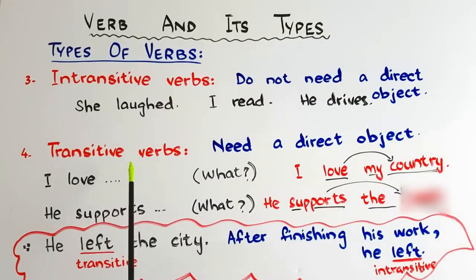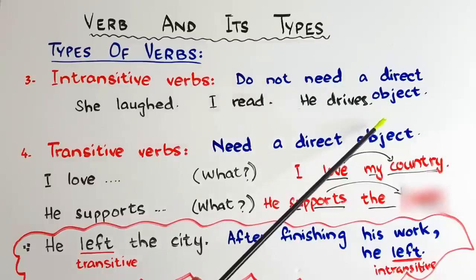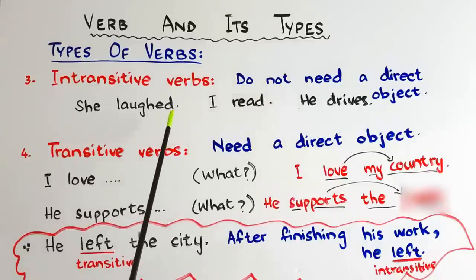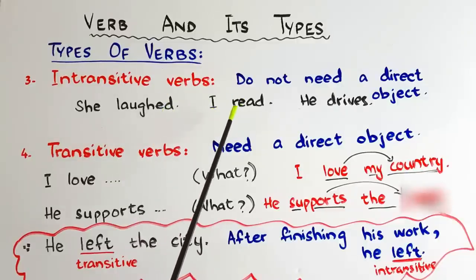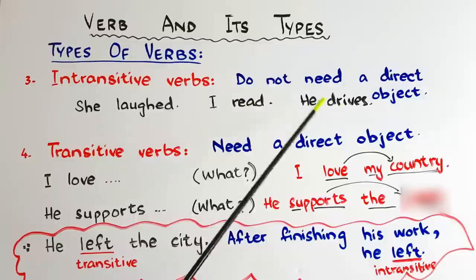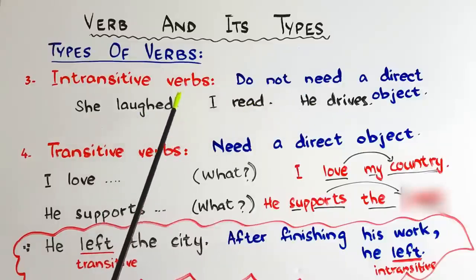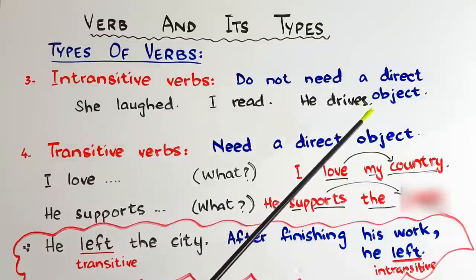Intransitive and transitive verbs are simpler. Intransitive verbs are verbs that do not need a direct object. Like she laughed. She laughed is a complete thought, a complete sentence. We do not need to give the reason why she laughed. Or I read, or he drives. In these sentences, we do not need a direct object.